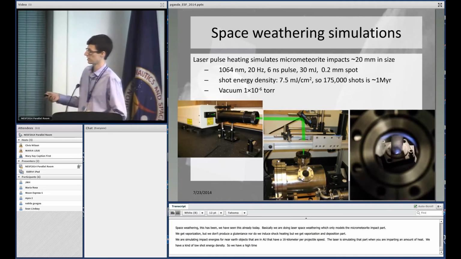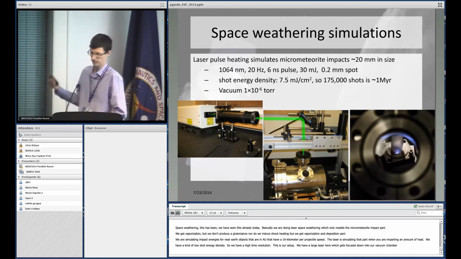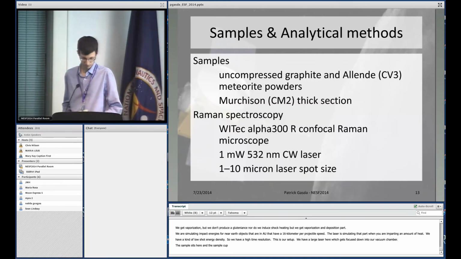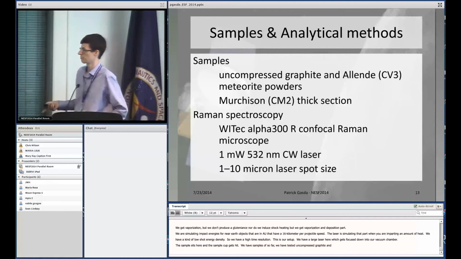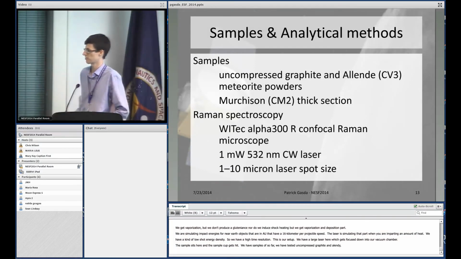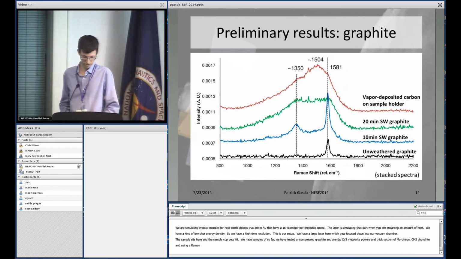So this is our setup. We have a very large laser here, which gets focused down into our vacuum chamber, and then the sample sits here, and this sample cup gets hit. So far we've tested uncompressed graphite and Allende, which is a CV3 meteorite powder, and then a thick section of Murchison, which is a CM2 chondrite. And we are using a Raman microscope with a small laser spot size.